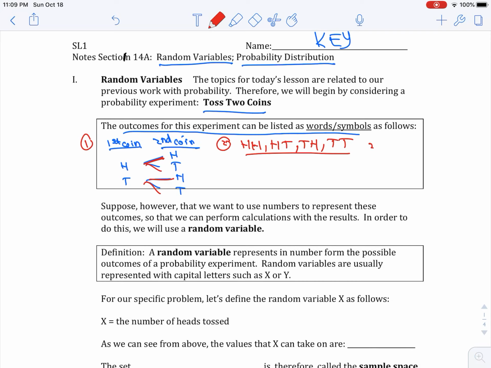Another way that you can do it, and we did it back in other chapters, is with a two-dimensional grid. Here's my first coin, and here's my second coin. My first coin can come out either heads or tails, and my second coin can also come out either heads or tails. Then you can list the outcomes in the grid. This first space would represent heads, heads. This space would represent heads, tails. This space would represent tails, heads. And the last one, tails, tails. So it's just another way that you can represent that outcome.